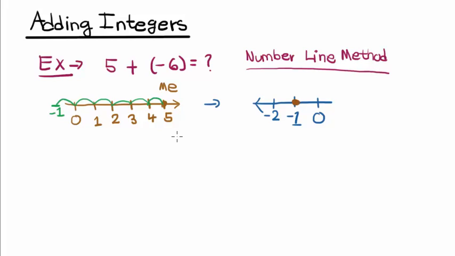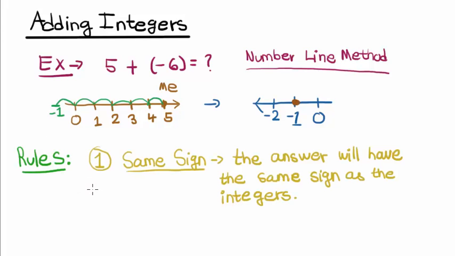So let's go over 2 rules now that need to be covered when we deal with adding integers, no matter how big or small they are. So here is rule number 1. So what this rule really says is that the answer will have the same sign as the integers. An example of this is this. If I add something like positive 3 and positive 4 together, my answer will be 7.